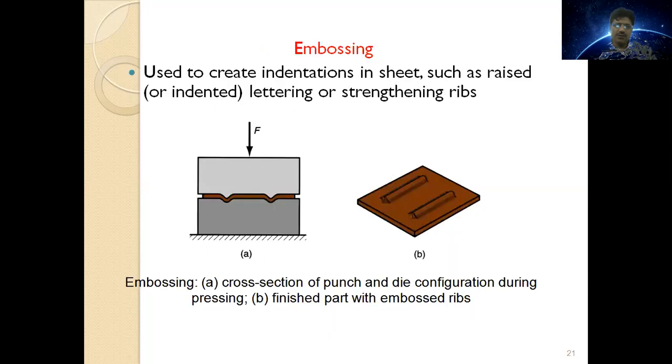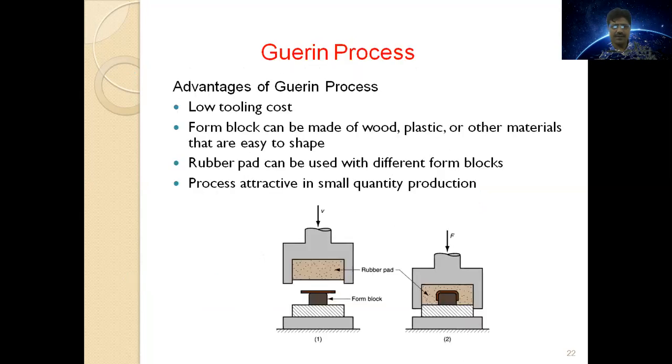This process is used to write alphabets, letters, and markers on the sheet metal parts. The advantages of this process are low tool cost. This process is basically used to give a cavity shape to the parts. It is attractive in small quantity production. These are the advantages of this process: low tool cost, complex shapes.